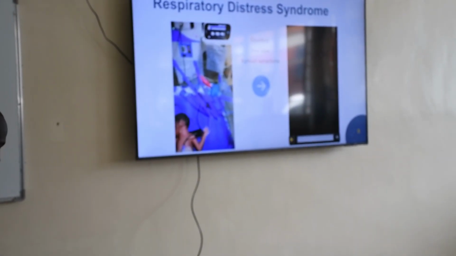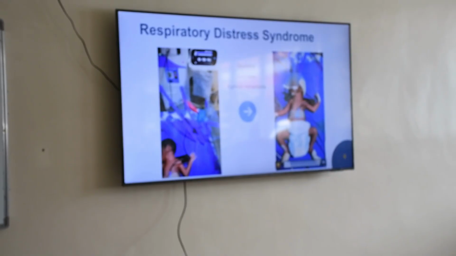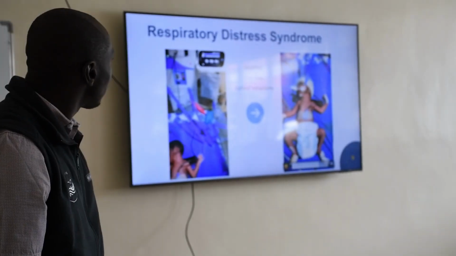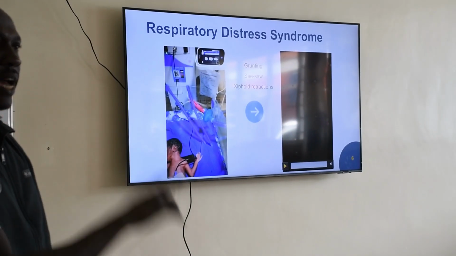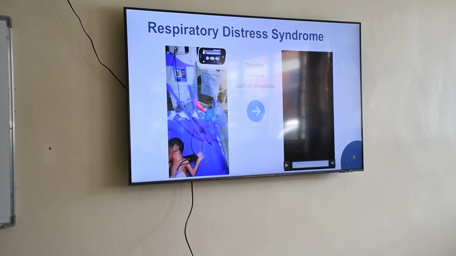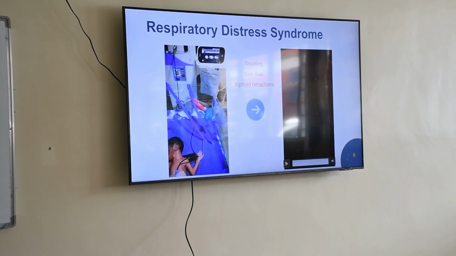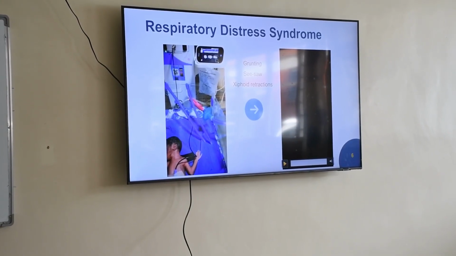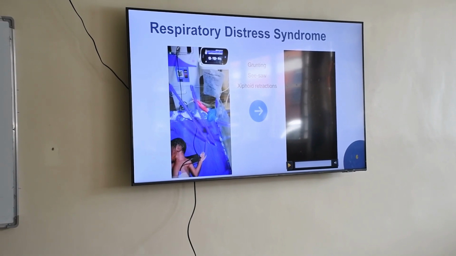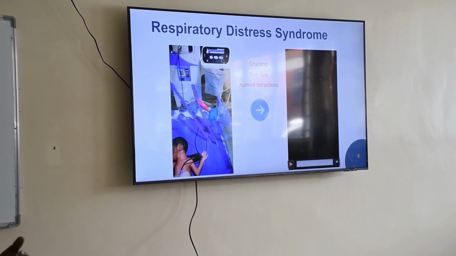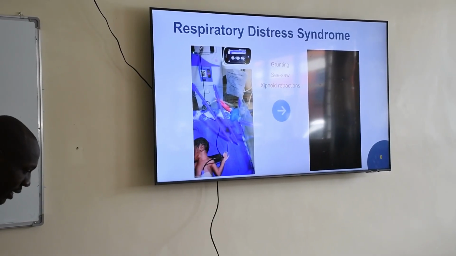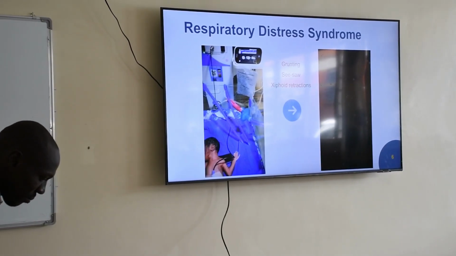That's the same baby. That is the same baby after putting on CPAP. Have you noticed any changes? Yeah. You can see there's no grunting, there's no use of accessory muscles, and the clinical condition has improved.